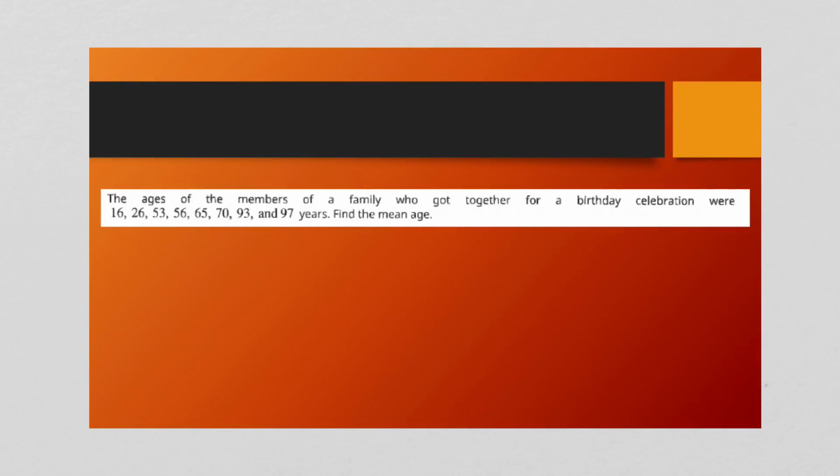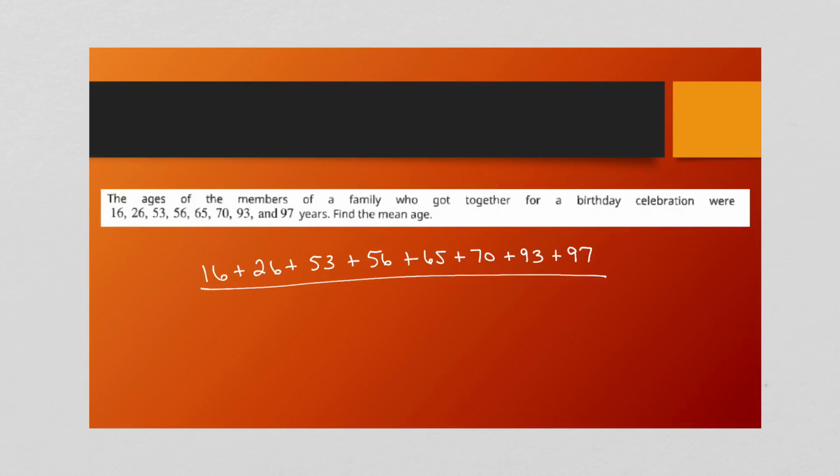Okay, so on this problem, the ages of the members of a family who got together for a birthday celebration were 16, 26, 53, 56, 65, 70, 93, and 97. And I want to divide by, and again, I always go through it, I put dots underneath or something to make sure that I've counted all the numbers. 1, 2, 3, 4, 5, 6, 7, 8. So I want to divide by 8.